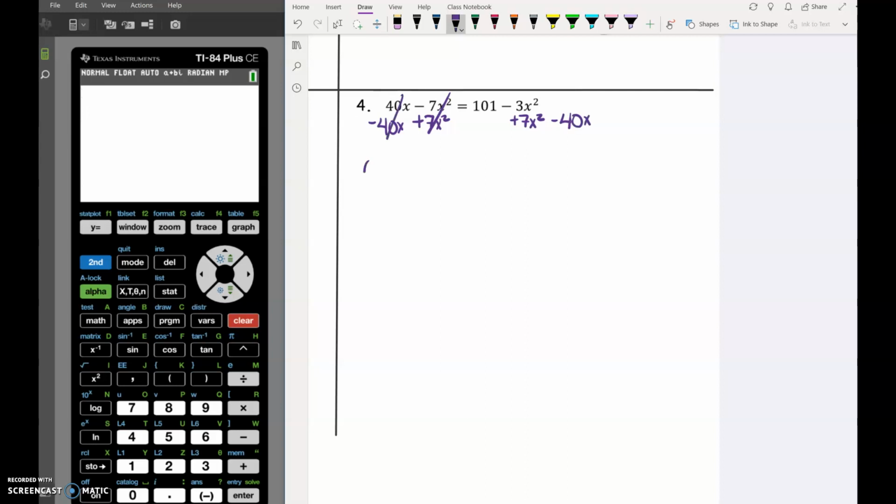So on the left side, I will have 0 equals. On the right side, I definitely want to do my x squared term first. So we'd have 4x squared minus 40x plus 101. I would like you to try almost all of this on your own. So figure out what A, B, and C are, plug it into the quadratic formula, start simplifying it, see how you do. Pause the video.